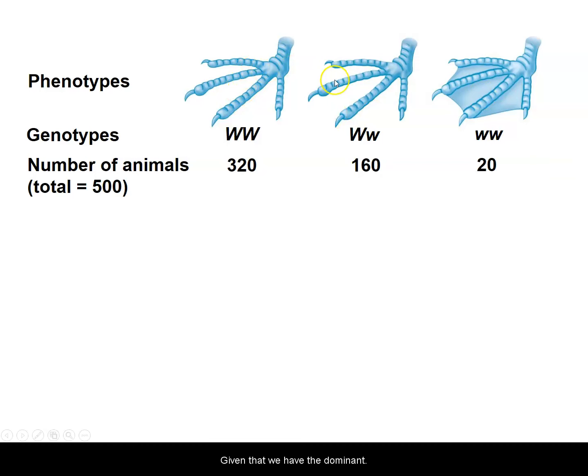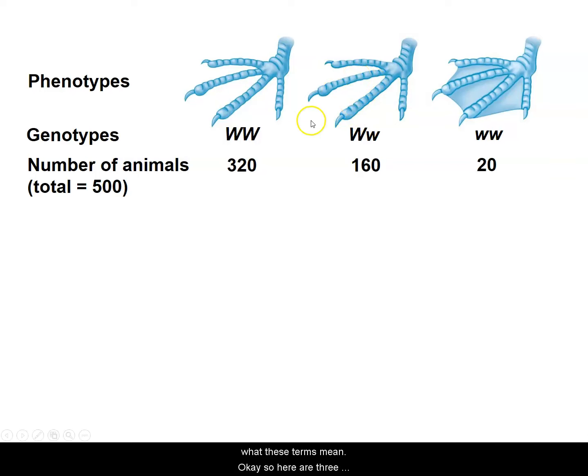Given that the dominant phenotype is no webbing, you can either have a homozygous dominant individual in terms of genotype, or a heterozygous individual, and both would have the phenotype of no webbing. The only way an individual could have webbing on the feet is if they were homozygous recessive. So these terms from our last unit on genetics are going to come back to haunt you again. Make sure that you know what these terms mean.